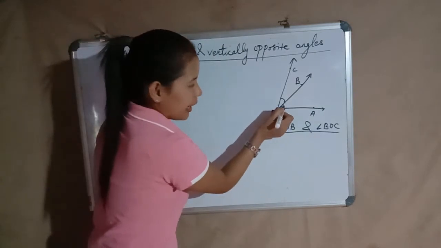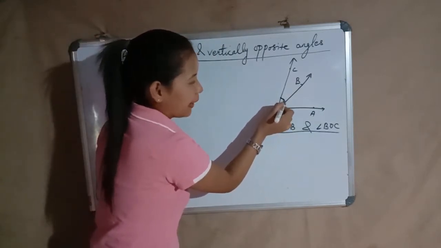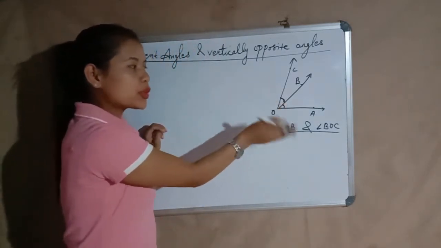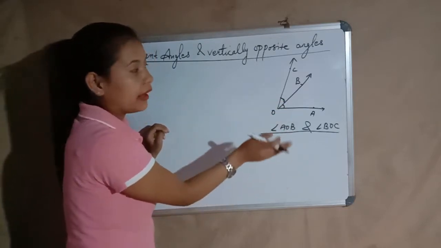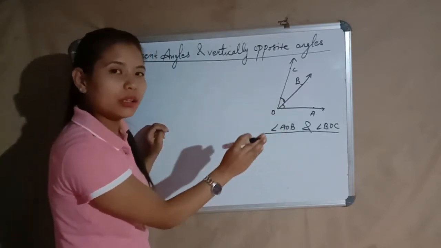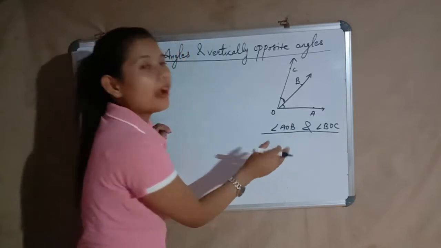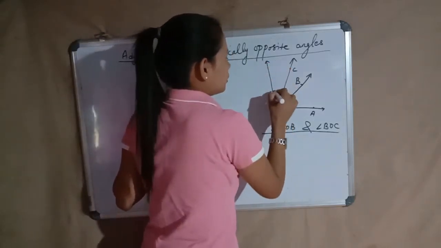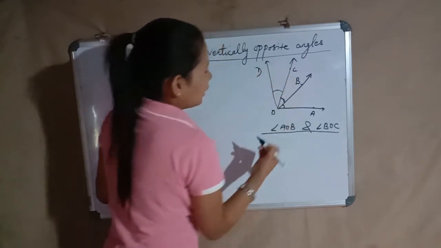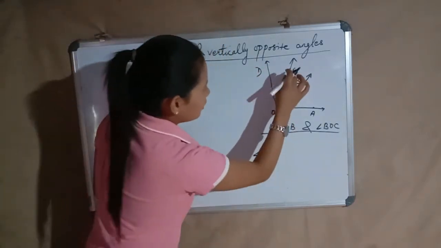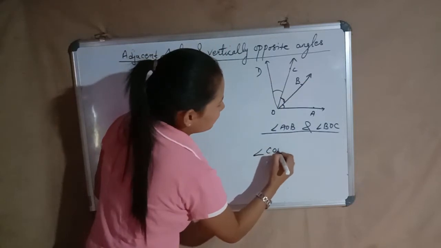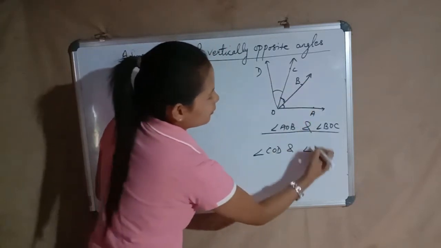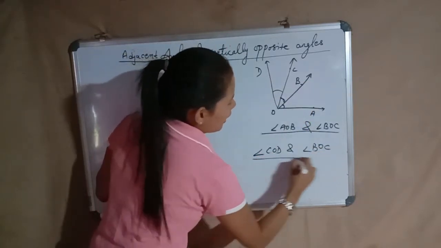See, this angle is next to this angle. The positions of the angles are such that they are next to each other, so these two angles are adjacent angles. Suppose I have one more angle here, say D. Then again angle COD and angle BOC are adjacent angles.